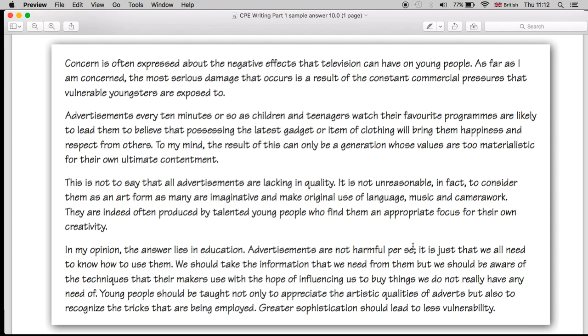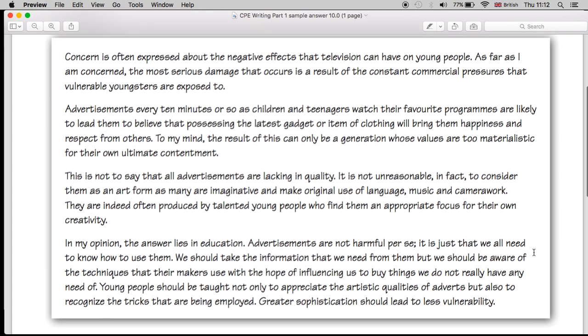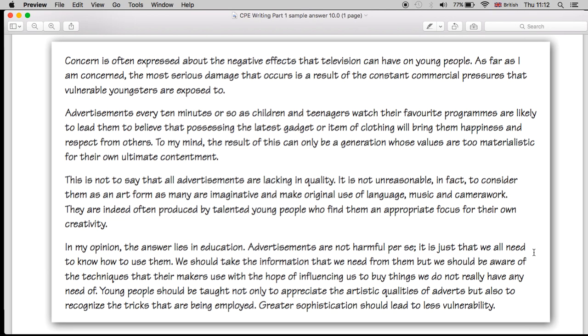Here the author has used a semicolon. Advertisements are not harmful per se. Now, this is a complete thought. It's an independent clause. It is just that we all need to know how to use them. This is also an independent clause, but our semicolon actually connects these two as they are related and sort of dependent upon each other.